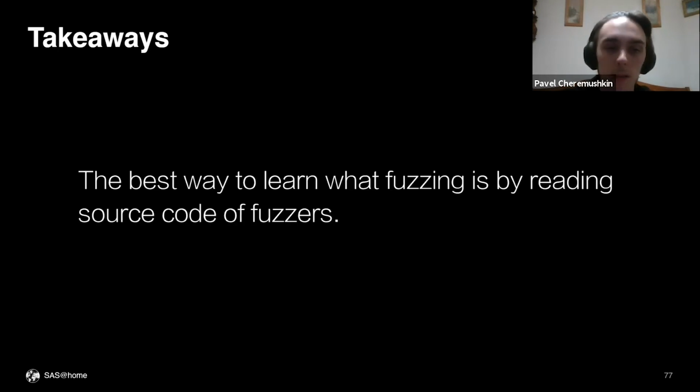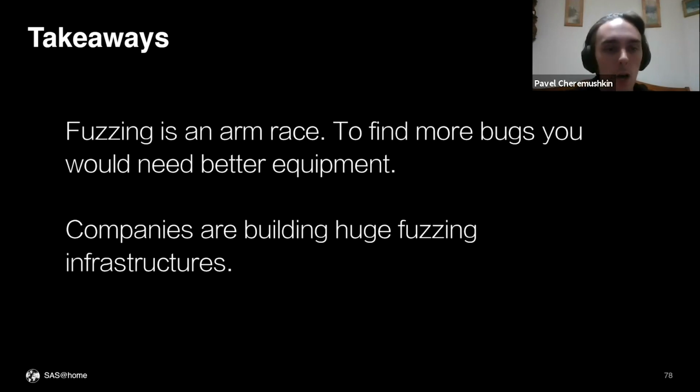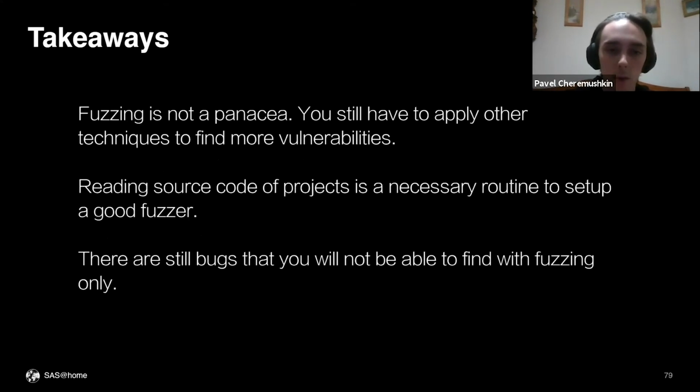So now let's proceed with the takeaways. I think personally that the best way to learn fuzzing is by reading source code. I cannot stress this more. Obviously, fuzzing is an arms race, and you want to have better equipment to find more bugs. Companies are building huge infrastructures for fuzzing, but you still want to write efficient and fast fuzzers, so you would be able to run them locally on your computer as well.